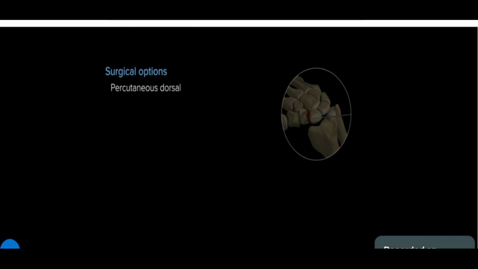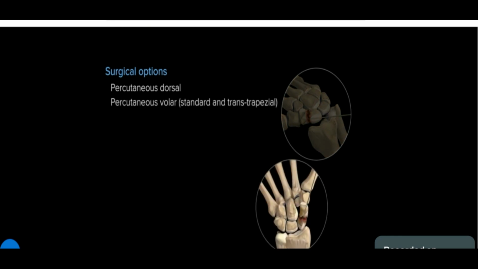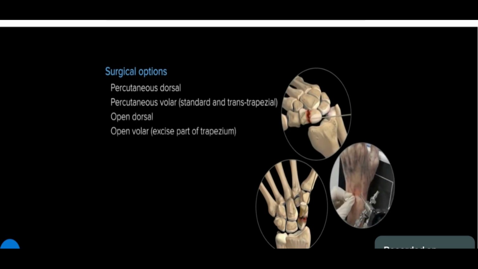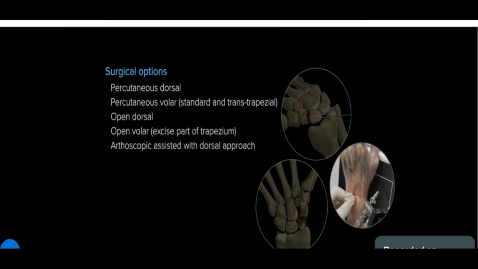The different surgical options for scaphoid fractures are percutaneous dorsal, percutaneous volar, both standard and transtrapezial, open dorsal, open volar, and arthroscopic assisted with dorsal approach. All have similar rates of union reported. Traditionally, the percutaneous dorsal, volar, and open dorsal approaches are used. Let's take a look at these procedures in further detail.